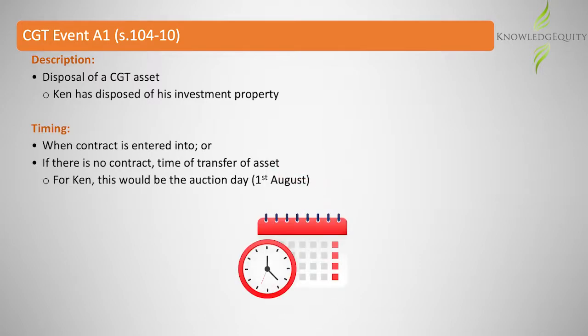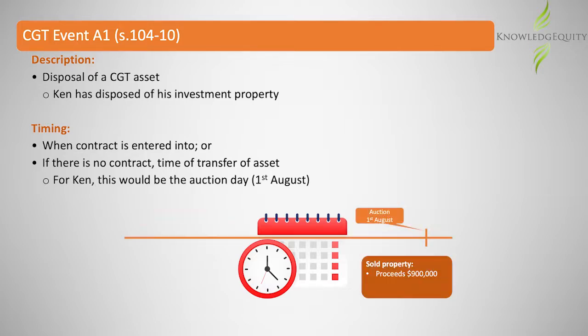The timing of CGT event A1 is the time the sales contract is entered into. If there is no contract, then the CGT event is at the time the CGT asset is transferred. For Ken, the time of the CGT event will be the 1st of August, being the date of the auction.